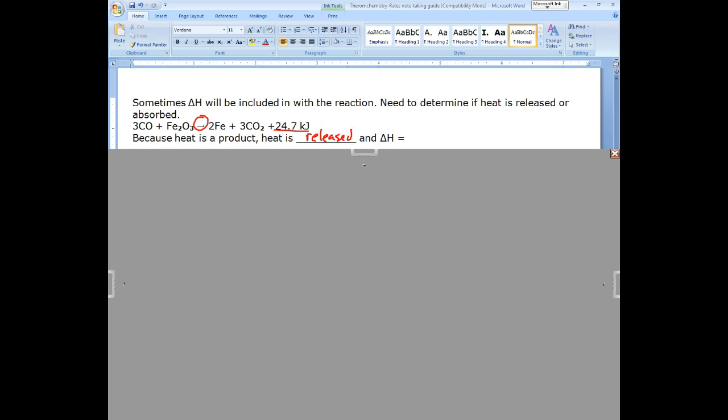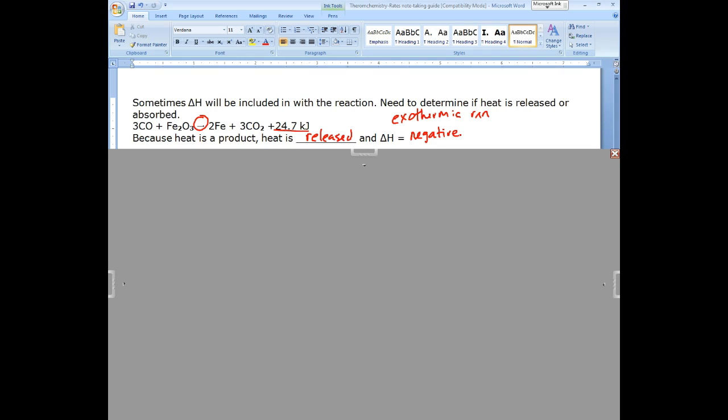And that is because it is produced. It is a product. It is made from this reaction. And so this is an exothermic reaction. And so delta H is negative. Sometimes we just have to put that sign on delta H to tell us the direction that the heat is moving. Since heat is being given off in this reaction, for an exothermic reaction, delta H would have to be a negative number.